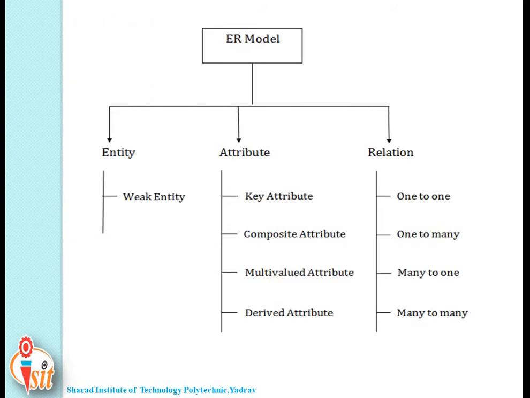Here, what are the contents of the ER model? ER model components are entity, attribute and relationship. These are the main components of the ER model. In entity, there is a strong entity and a weak entity. The entity simply known as an entity is a strong entity. In attributes, there are various types of attributes: key attribute, composite attribute, multivalued attribute and derived attribute. And in relationship, there are 4 types of relationships: one to one, one to many, many to one, and many to many.